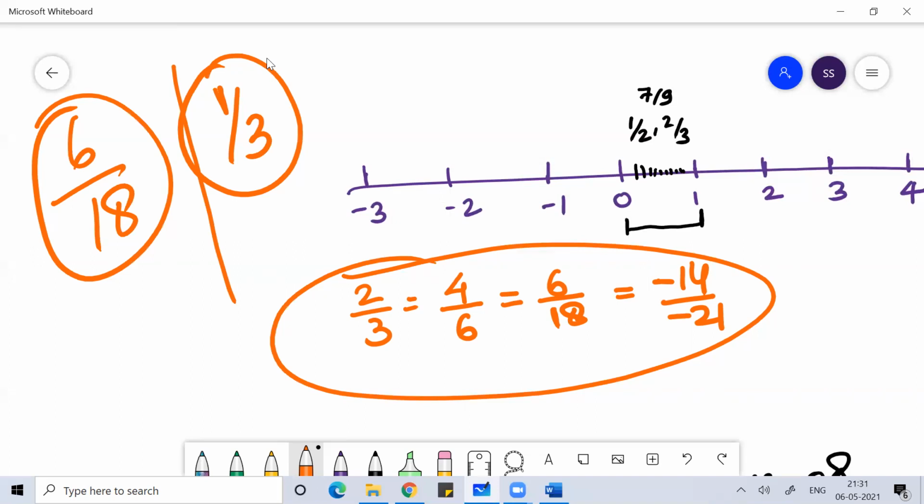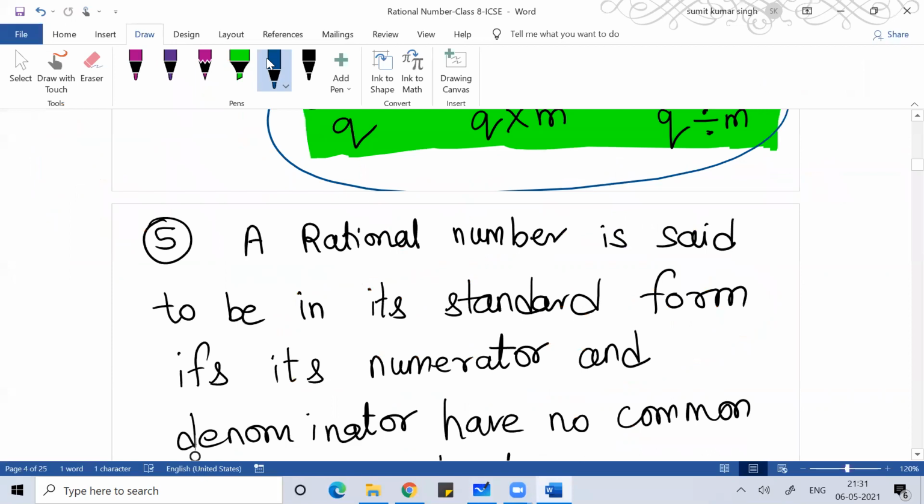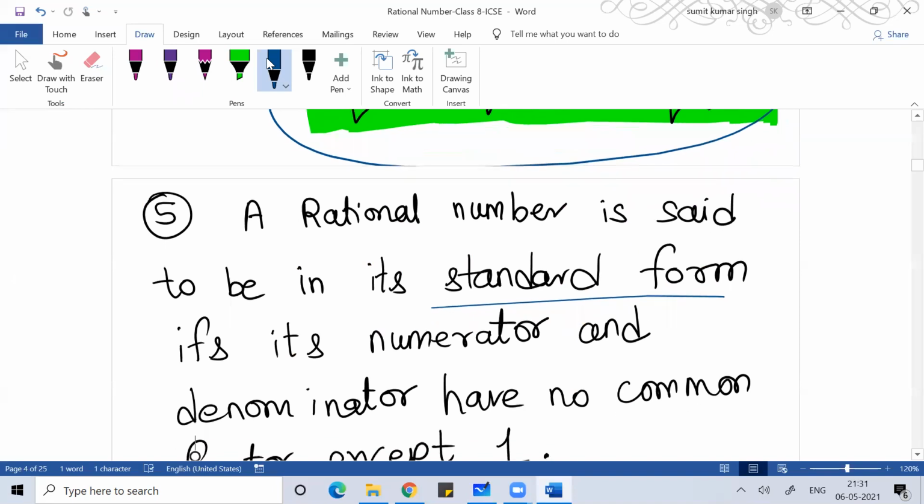For that, you need to find the common term between the numerator and denominator, and then you divide both the numerator and denominator by the common term. So your work will be done. If you can find the HCF between the numerator and denominator, and then you divide both by the HCF, your work will be done. That way you can convert them into the standard form. This way of representation is called a standard form representation.